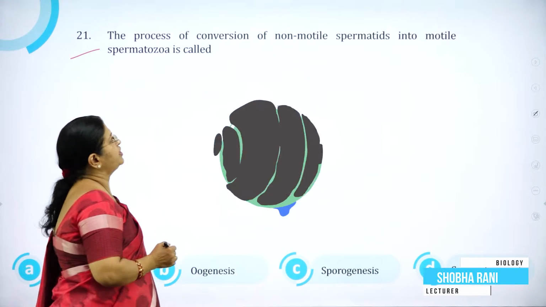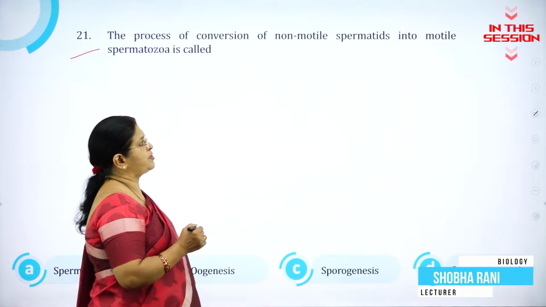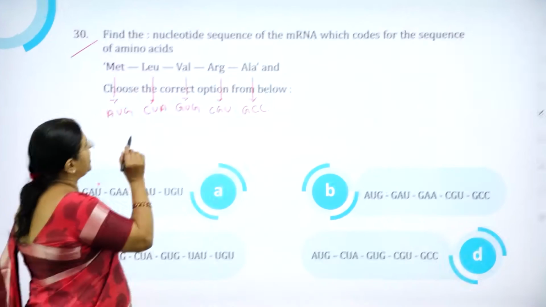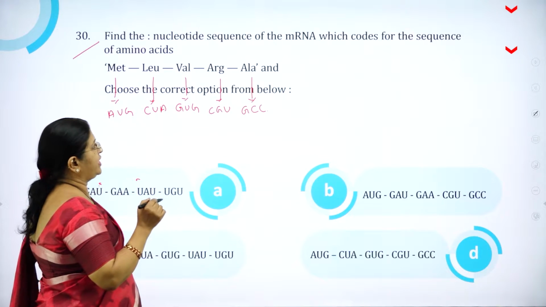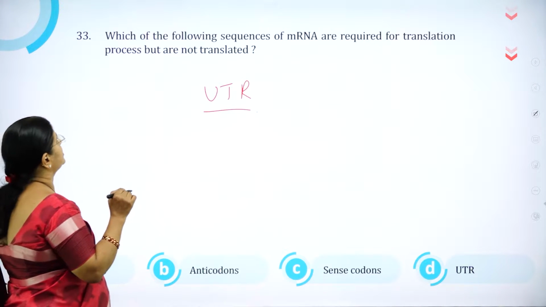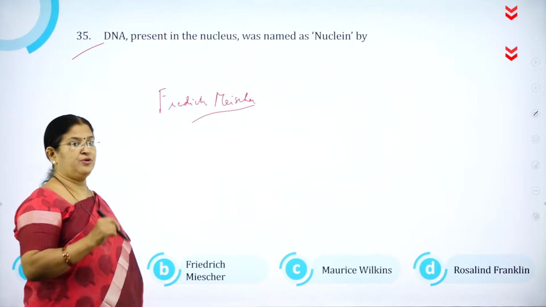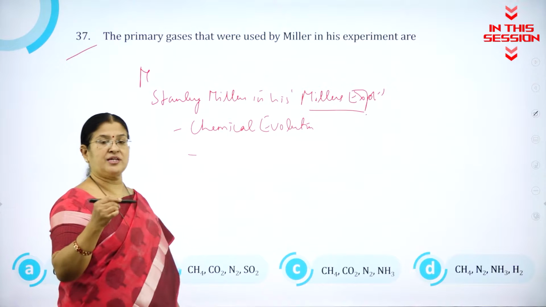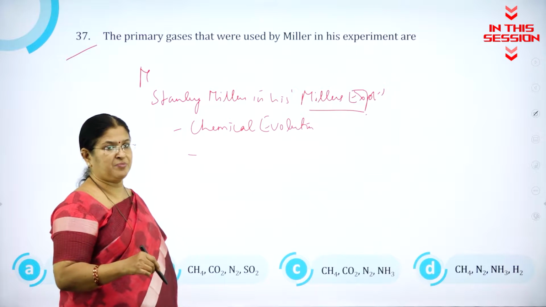The process of conversion of non-motile spermatids. What are the very important surgical method, which is again find the nucleotide sequence of the mRNA. So which of the following sequences of mRNA are required for translation process? One part of the nucleus remained undigested. Try to use the same gases that were first formed in the prebiotic atmosphere.